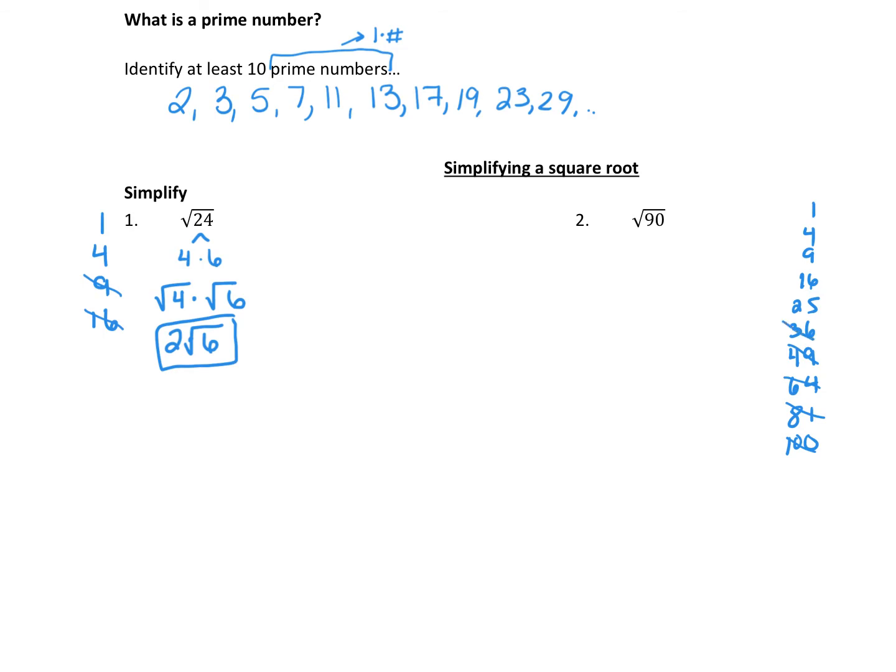Does 25? No. Does 16? No. 16 times 5 is 80. 16 times 6 is 96. So no. 9 is going to be the biggest perfect square that goes into 90. So 90 is going to break down into 9 times 10, meaning the square root of 9 times the square root of 10. Well, the square root of 9 becomes 3. So the square root of 90 is going to become 3 square root 10.